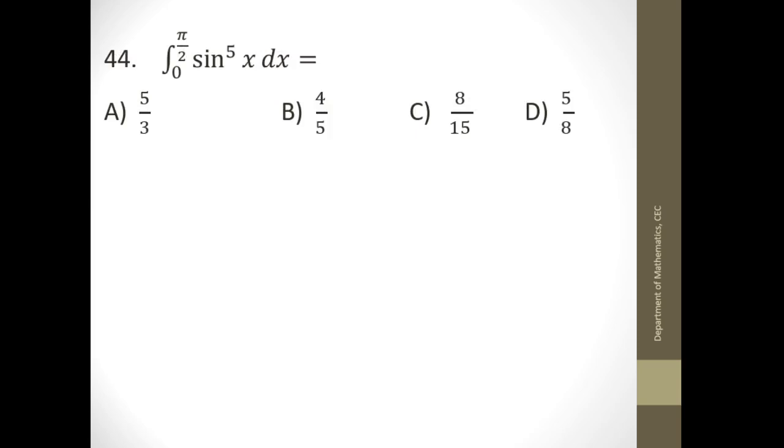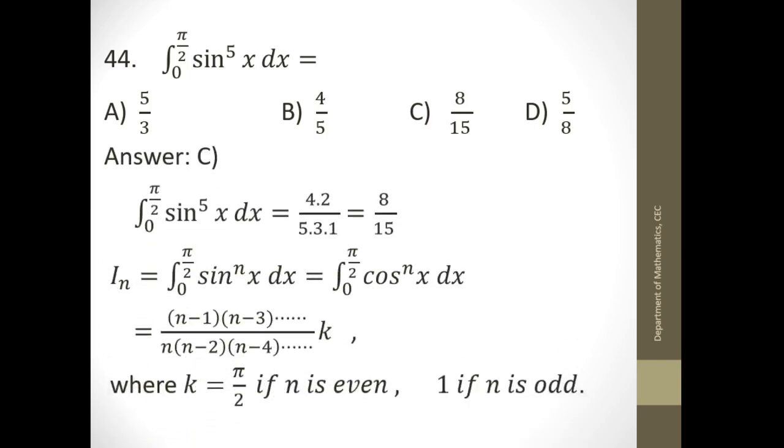0 to pi by 2, sin power 5x dx. So, the concept is here n is 5, that is odd. So, from the denominator start with 5, 5, 4, 3, 2, 1. 5, 4, 3, 2, 1. 4 into 2 is 8, 5 into 3 is 15, 8 by 15, answer C.